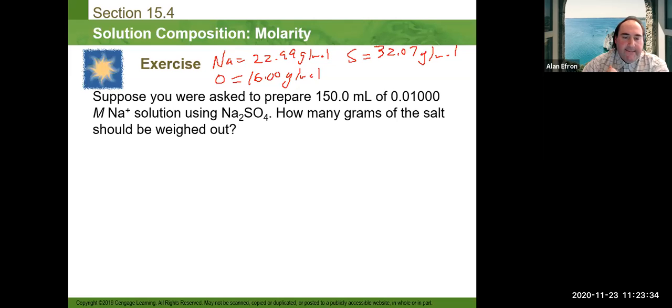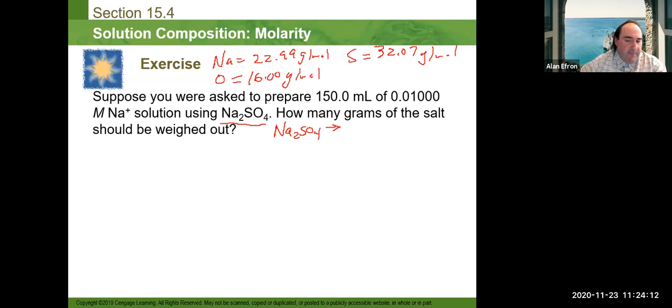Okay, so let's take a look and see what we're dealing with here. Again, we're looking to make a solution that has a certain concentration of sodium ions, and we're trying to make this solution from sodium sulfate. Since we're not interested in the concentration of the sodium sulfate, only the sodium ions, we are going to use this like we did before as a mole to mole relationship between the whole thing and just the sodium ions.